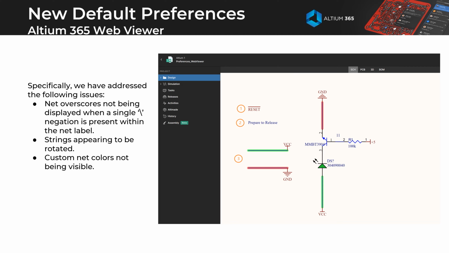Single negation on ensures that single net overscores are shown. Display strings are rotated off, ensures that strings always appear right side up. Net color override on, ensures that the custom net colors appear. With these new preferences, the design will appear in the web viewer exactly as you intended.